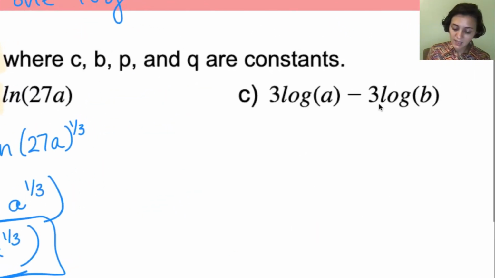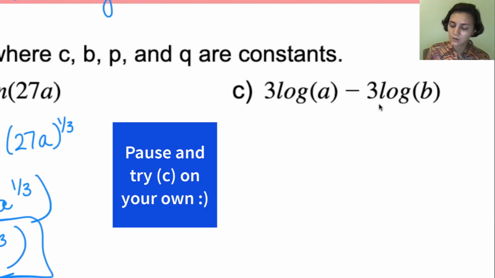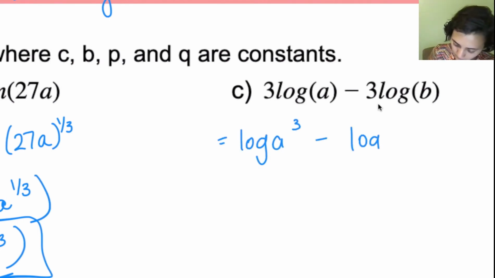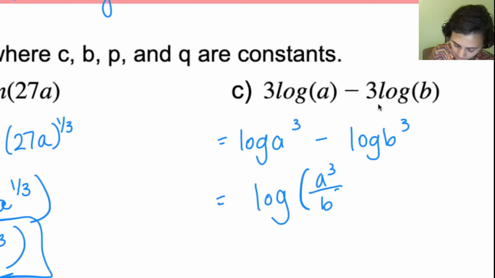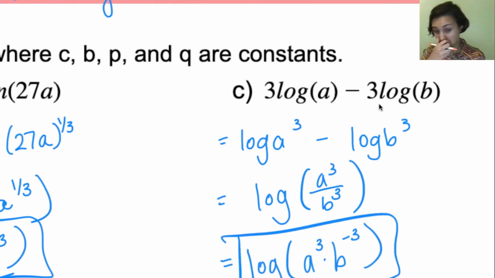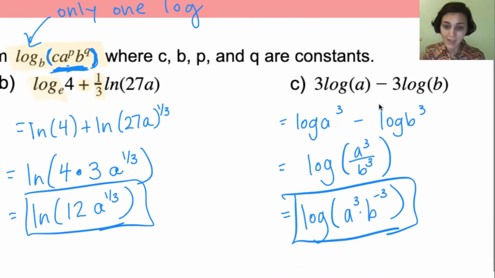C, I think, is actually the easiest example. So we just did those 2 hard ones. I want you to try this one on your own. Alright, here's what I got. So I ended up turning b to the power of -3, because remember we want to keep it in that form. Over here, we want to keep it in this form with no fractions.